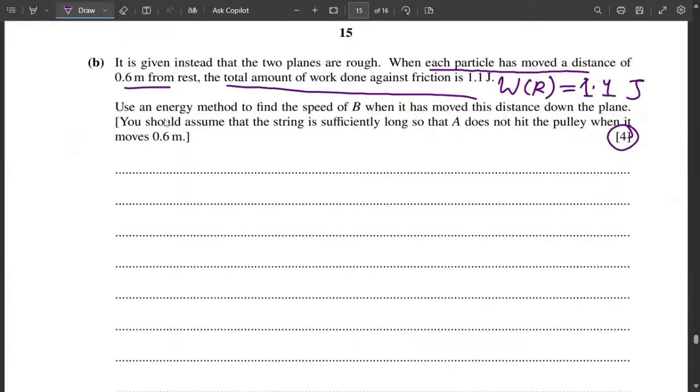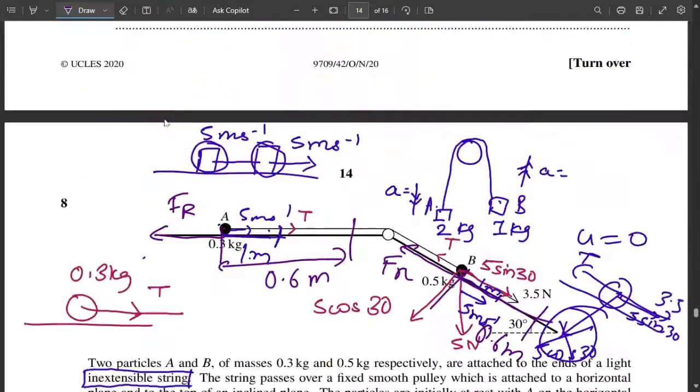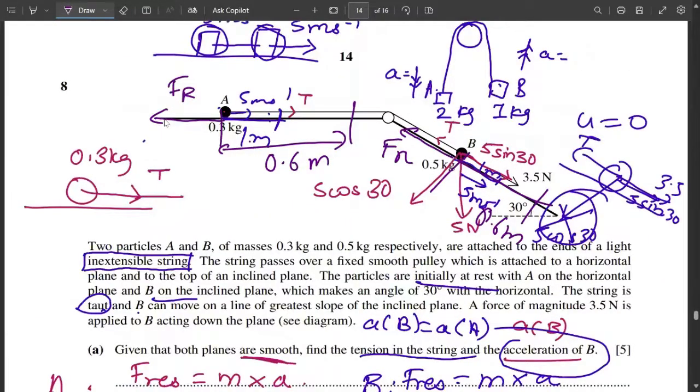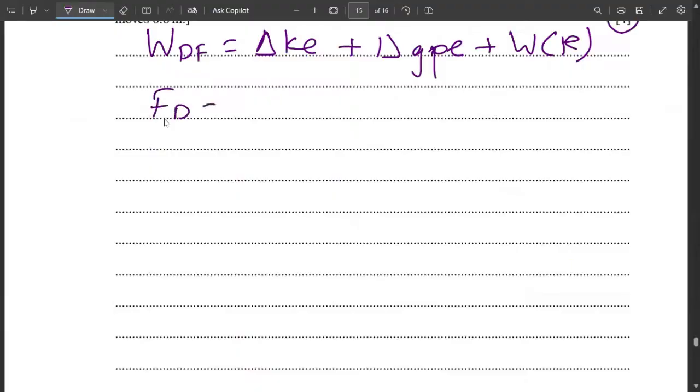Okay. So what we can do is there is only one energy method. Work done by driving force is delta KE plus delta GP plus work done by resistance force. So what is the work done by driving force? Now, even though it was not written here that 3.5 Newton is the driving force, it is obvious. Because where is this 3.5 Newton appearing from? Someone might be pulling it. It might be connected to a bench or something like that. That's why we will consider this 3.5 Newton as a driving force.